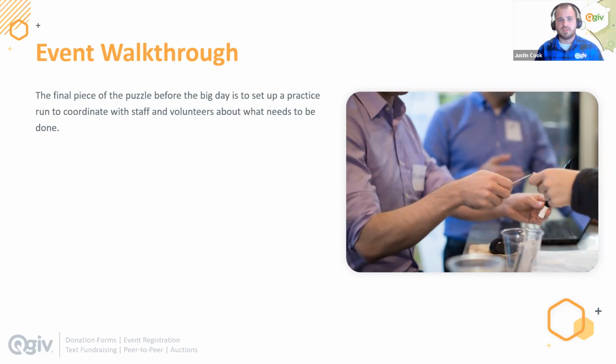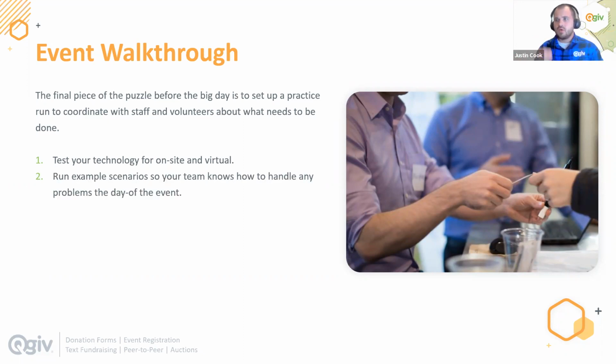The best way to go through this is to pretend that you're a registrant to help build your layout and overall experience. So test your technology, make sure that the laptops and the Wi-Fi equipment are working. You want to do that for on-site, and then you want to run a streaming test with a virtual component. Make sure that the video is clear when you're recording and that it looks okay on the laptops that you have on site. Run through any specific example scenarios that you've run into in the past so that your team knows how to handle any problems the day of the event.